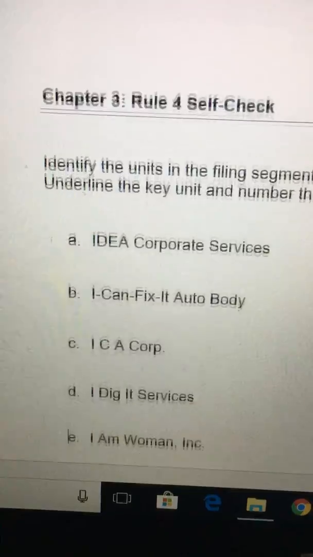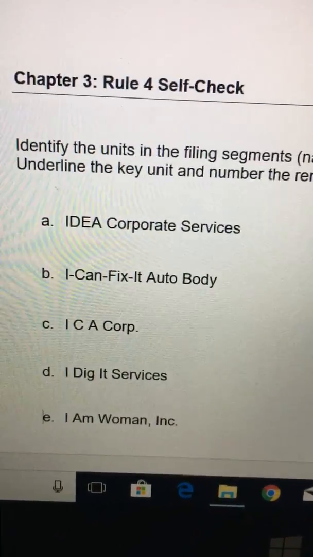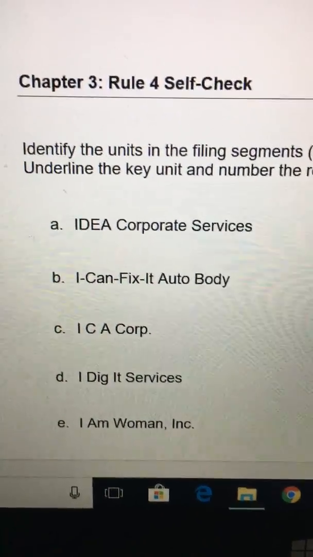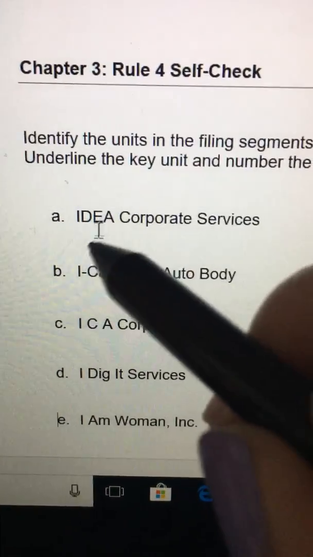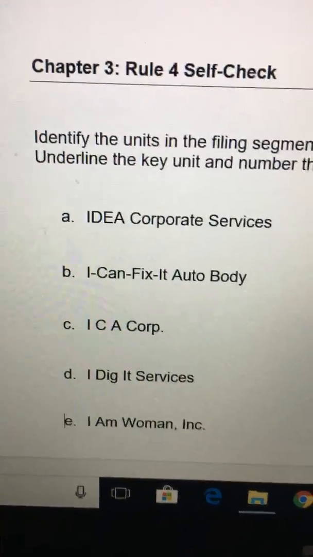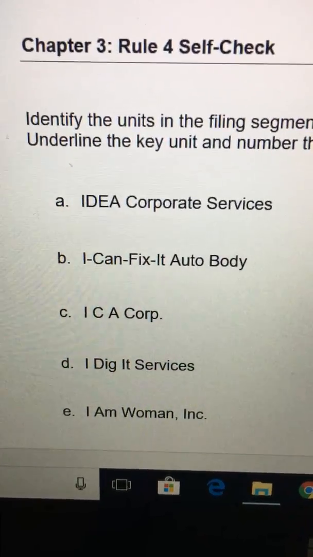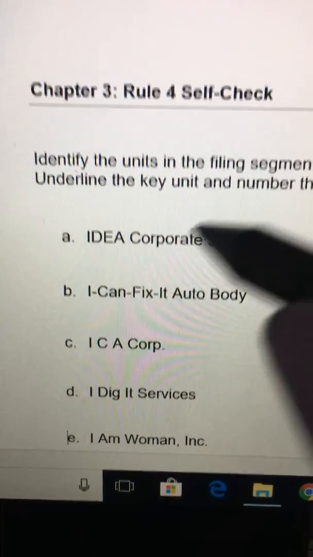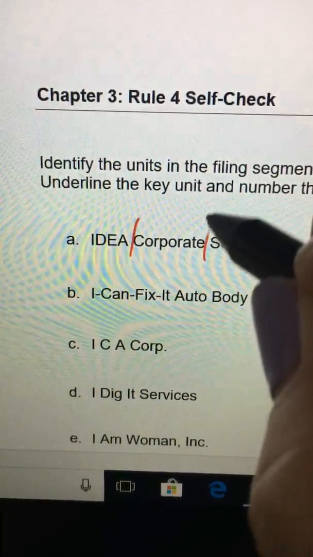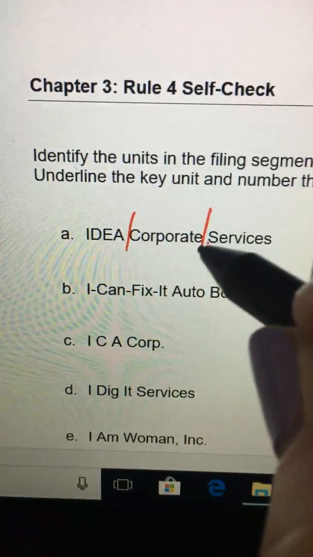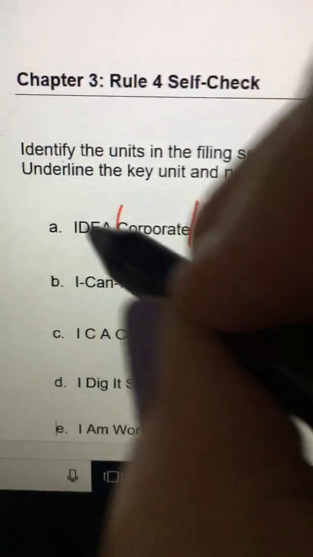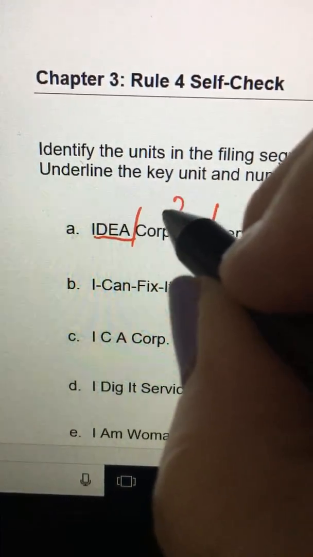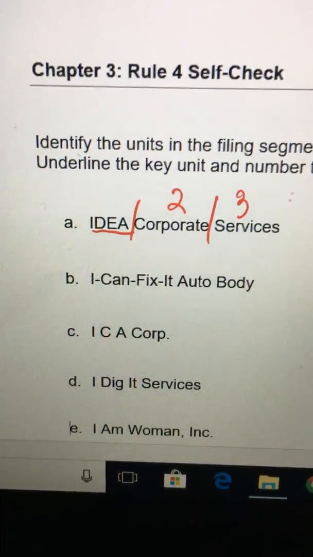All right, rule number 4 has to do with, if I remember correctly, without it right in front of me, any acronyms for businesses. So IDEA, corporate services. Again, this isn't a real big thing. You just have to remember to look at where the spaces are. It will tell you where your units are. So we've got a space only between here and here. That's where we put our diagonals. It's a business. So the first unit is the key unit, and then corporate, and then services.